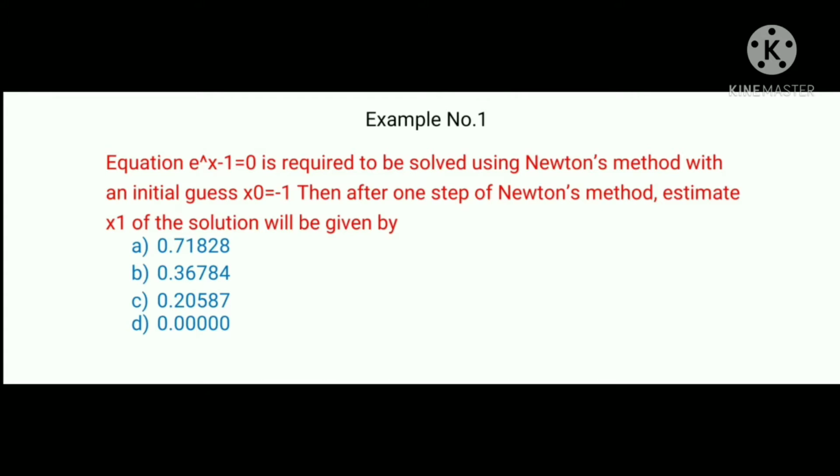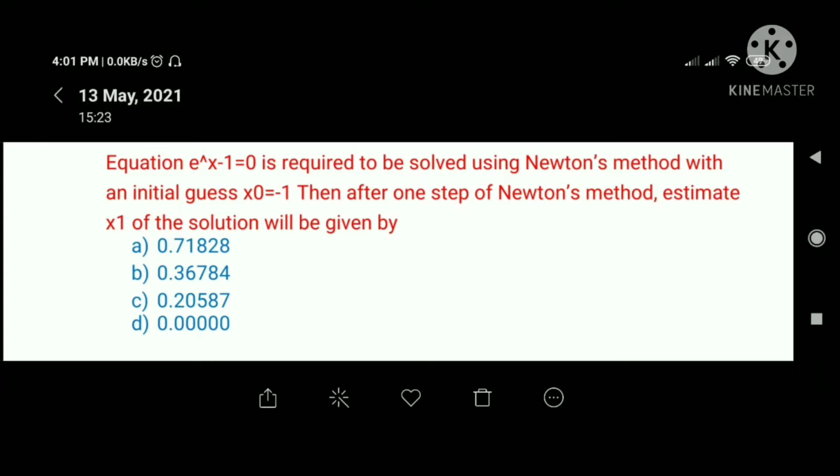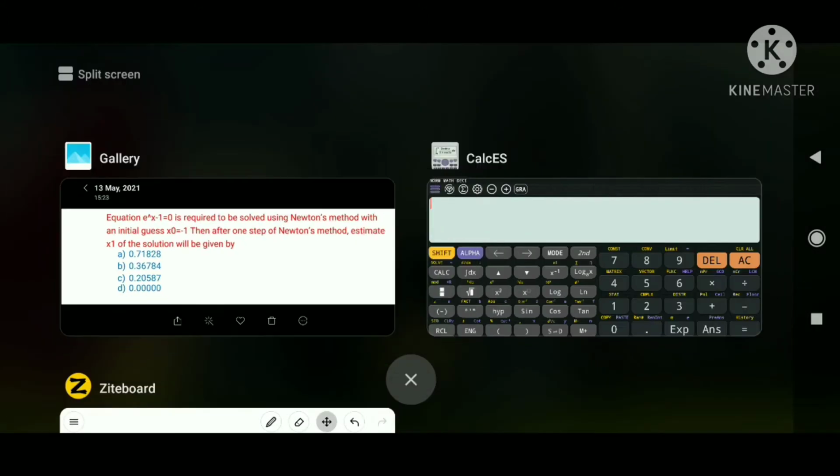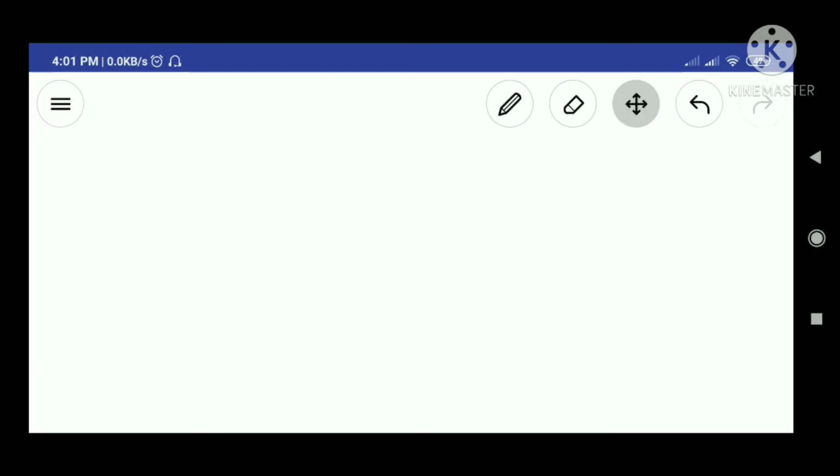So let us solve that example. For that purpose I am using the board. See what the equation given here. The equation is e raised to x minus 1 is equal to 0. This is the equation. First of all, let us revise the concept of Newton Raphson method.